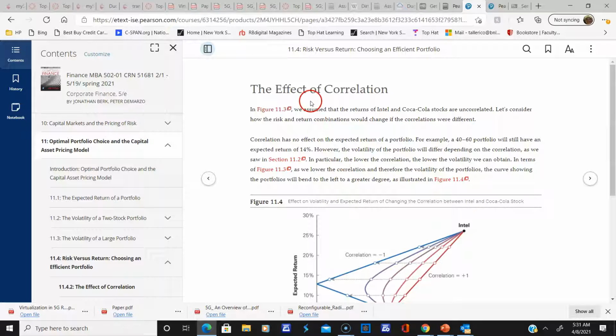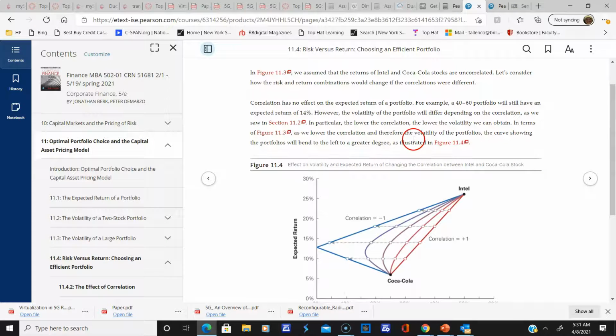All right, so now what effect does correlation have? Correlation is really important. When we looked at figure 3, we assumed that the returns of Intel and Coca-Cola are uncorrelated, right? One doesn't affect the other. There's no risk that's common to both. Let's consider how the risk and return combinations would change if the correlations were different.